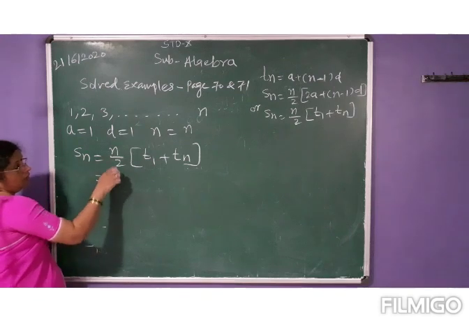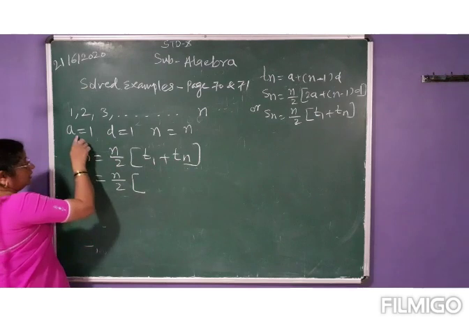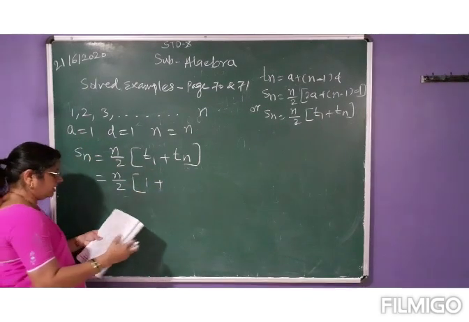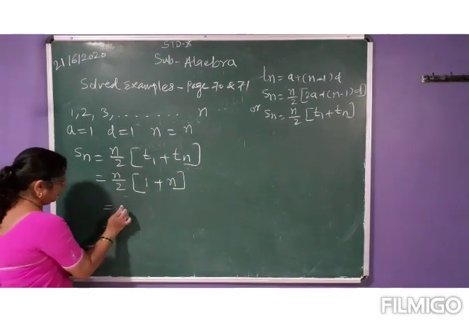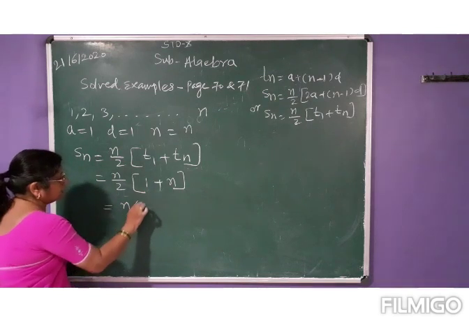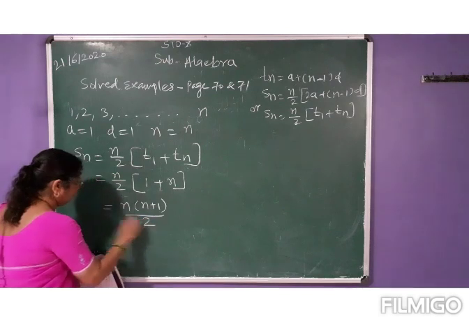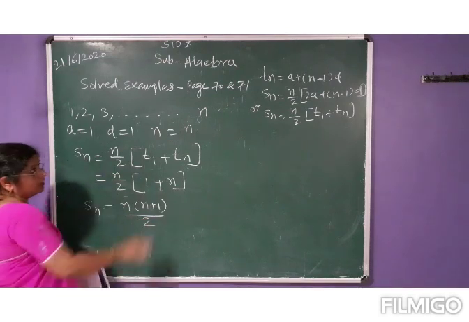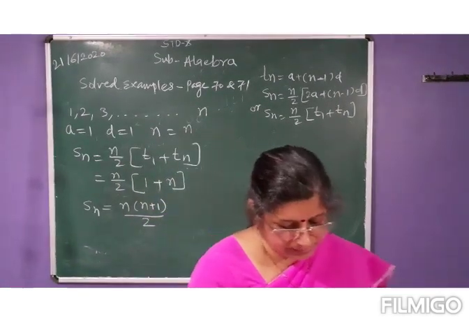Okay. Now n upon 2 remains as it is. Your t1 is 1 plus tn is what? tn is your n, right? So what answer did you get? This I can write as n plus 1. So I got the answer n into (n plus 1) upon 2. This is the sum of first n natural numbers. This is the first solved example.